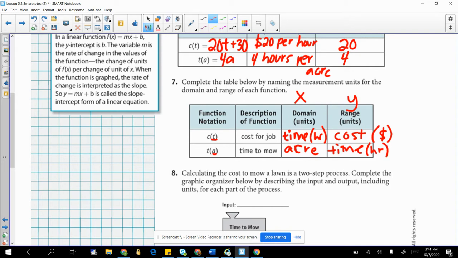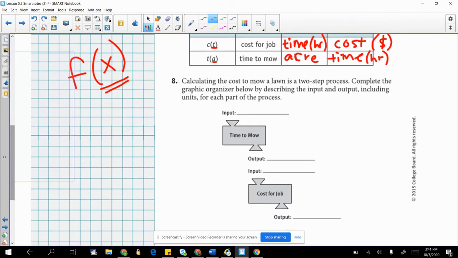Okay, so again, all you have to remember is that usually when we write a function, it's written as f of x, and that x is going to be your domain, and then what you get out, the y, is going to be your range.